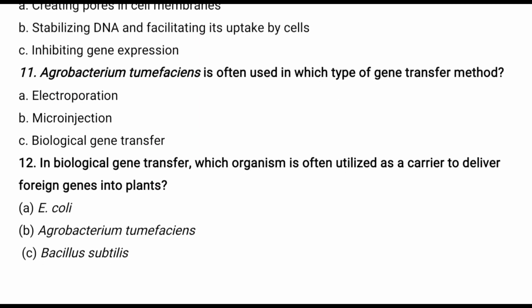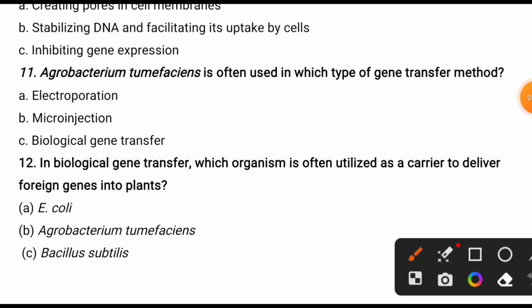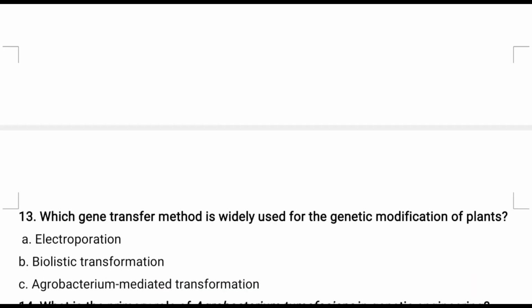Agrobacterium tumefaciens is often used in which type of gene transfer method? Options are electroporation, microinjection, biological gene transfer. Yes, agrobacterium tumefaciens gene transfer belongs to biological gene transfer methods. Okay, so that is the answer. Let's see the next question. In biological gene transfer, which organism is often utilized as a carrier to deliver foreign genes into plants? As I already told you, Agrobacterium tumefaciens is a bacterium that is generally utilized for gene transfer. Okay. Let's see the next question.